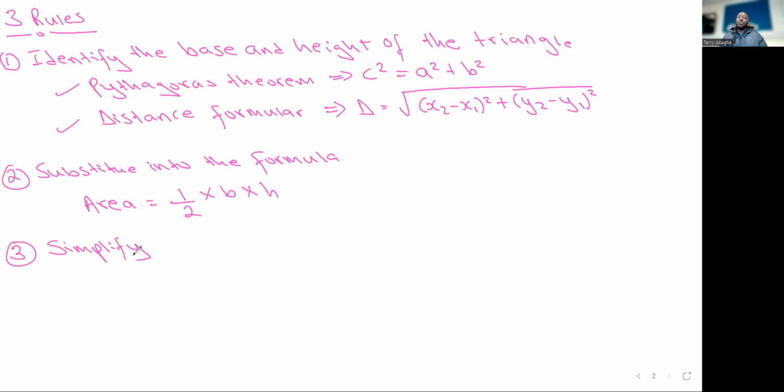So what I'm going to do is use the same example from the previous video. But this time I'm going to use 1 over 2 base times height, because the triangle we solved in the previous video was a right angle triangle. So that means it also falls in place here. So we're going to solve this question together, all right?